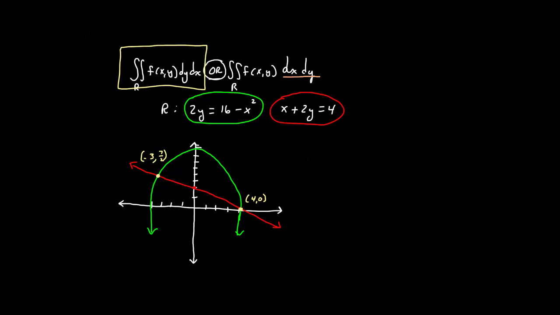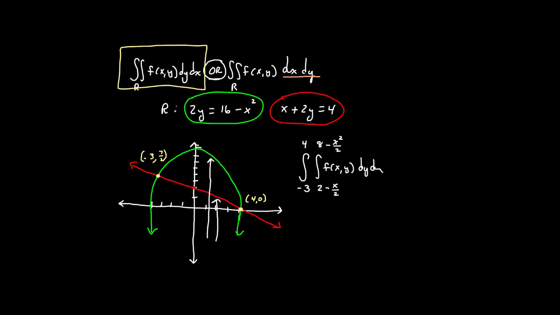And we'll see if I beat you to it here. So I'm fixing the x, so I have to see that x is going to go from -3 to 4. Good. And then the y's are going to go from y equals red to y equals green. So from y equals 2 minus 1/2 x to, let's see, solving for y, we have 8 minus 1/2 x squared.